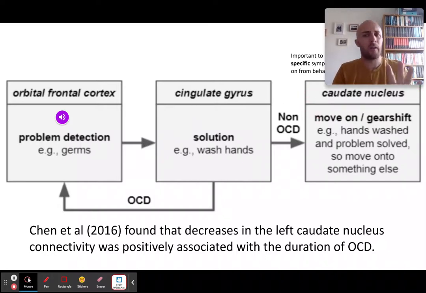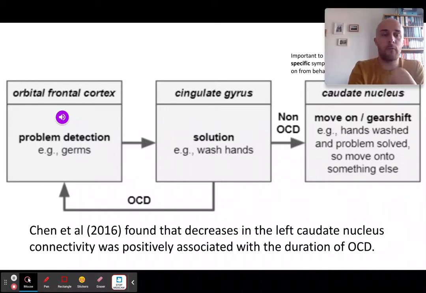So I like this one. I like students using this one because it's very terminological. So let's go through this. You've got three key parts of the brain here, and I want to go through each of these. The orbital frontal cortex is the problem identifier of the brain. So, for example, if you haven't brushed your teeth, it's your orbital frontal cortex that thinks, well, your breath is disgusting.